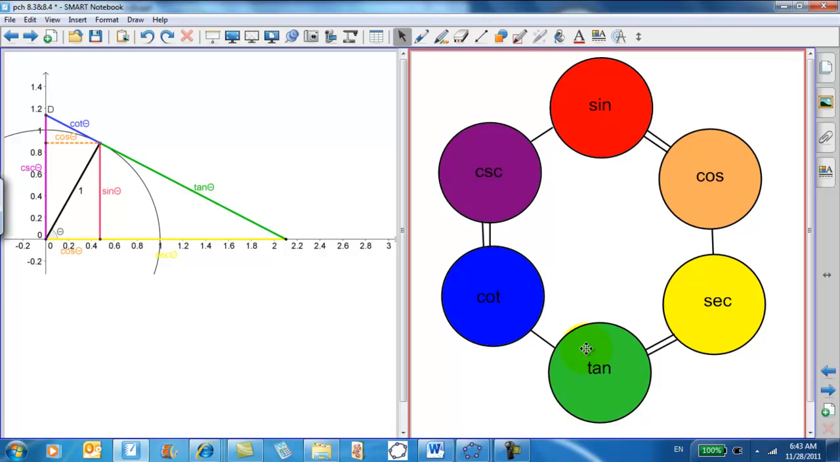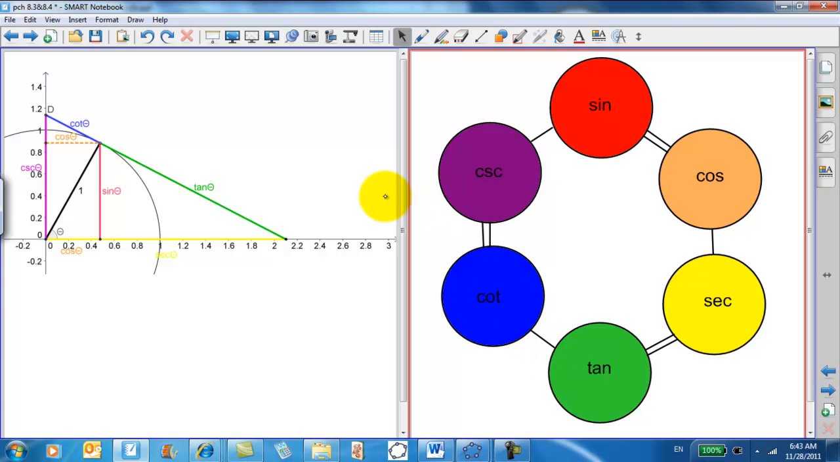Secant and tangent, we talked about this big triangle. 1 plus tangent squared theta equals secant squared theta. Cotangent and tangent are in a reciprocal relationship. They equal each other at 45 degrees. But then as the tangent gets smaller, the cotangent gets bigger. So tangent theta equals 1 over cotangent theta.